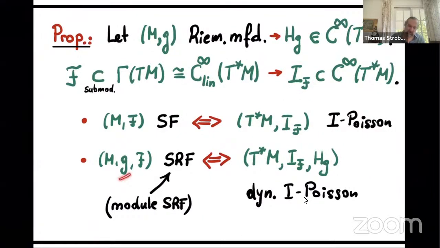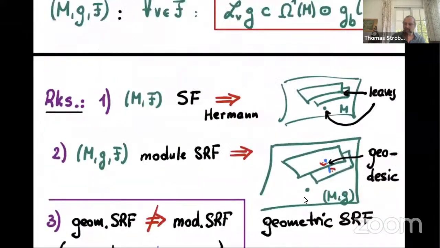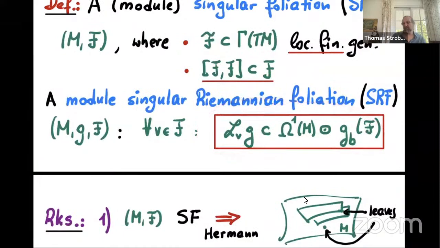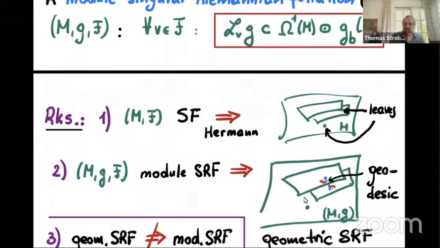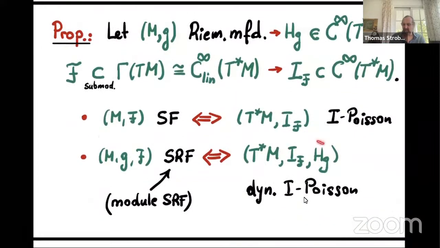And if in addition you have a metric g, and here you take the induced Hamiltonian on the cotangent bundle, then the statement is this is a module SRF if and only if this is a dynamical I-Poisson manifold. So that's a kind of dictionary, and I particularly like this second part about H_g because it gives a very nice definition. The condition of the compatibility of the metric, which before was written in this form here, which is still maybe slightly intransparent, becomes extremely natural just by saying that H_g is in the normalizer of I_F.